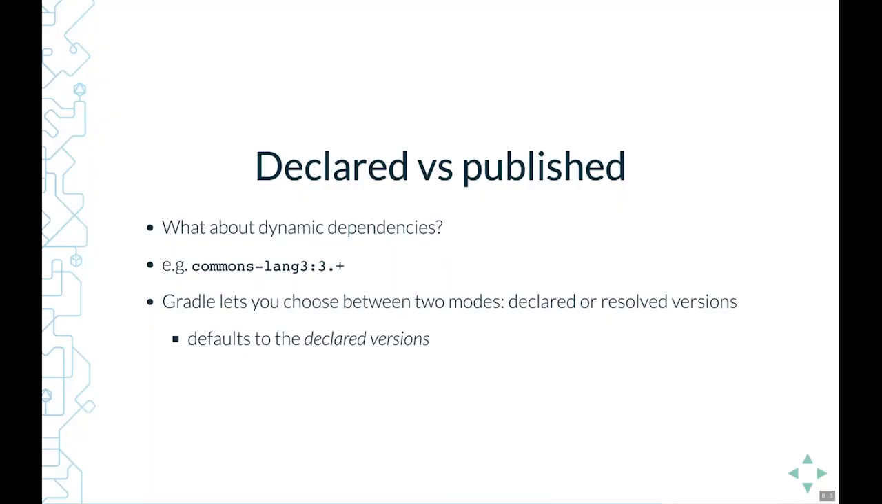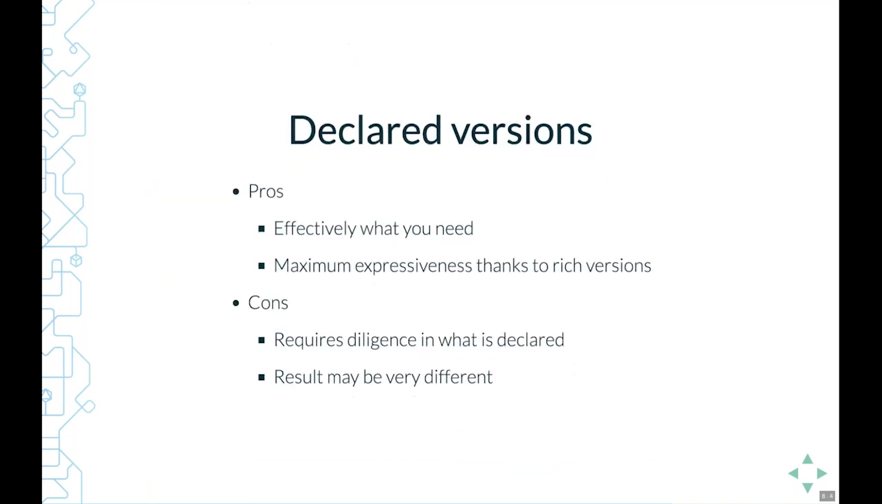So actually, when you publish this, Gradle offers you two different modes and lets you choose what your intent is when you publish your component. Do you actually intend to publish what you declared in your build file, or did you intend to publish what you actually used when you tested your library? So this is the difference between what you declare and what you publish. And there are pros and cons to each of the different strategies.